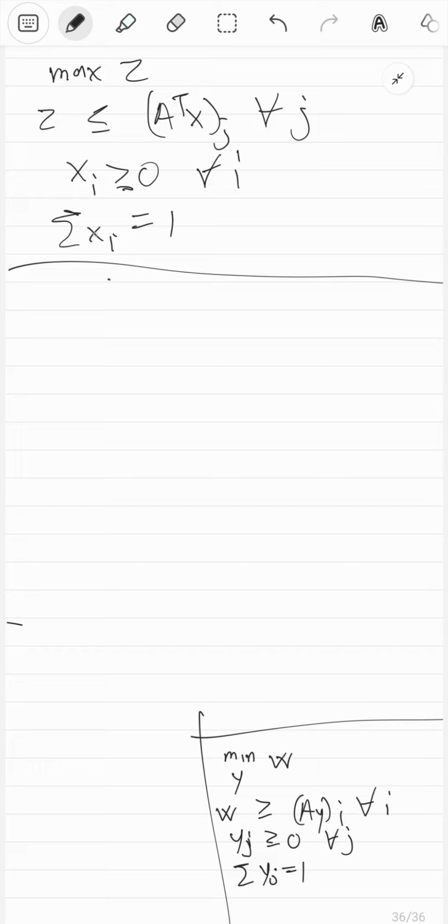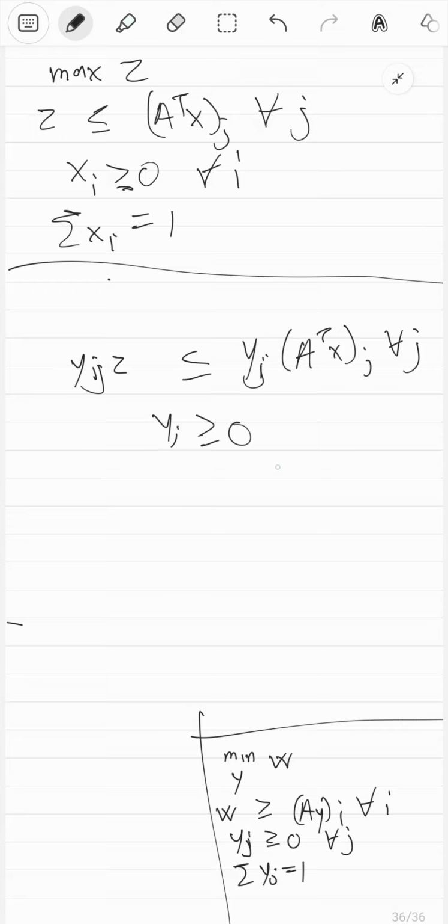Okay, so what I'm going to do is multiply each of these inequalities by some factor, which I'll write as yj. So it's yj times z is less than or equal to yj times (A transpose x) sub j, for each of the jth equations. This is for all j, where yj is greater than or equal to 0.